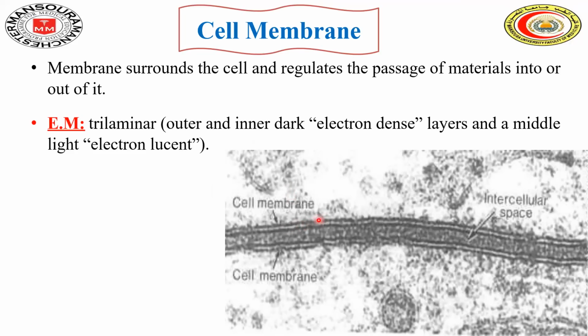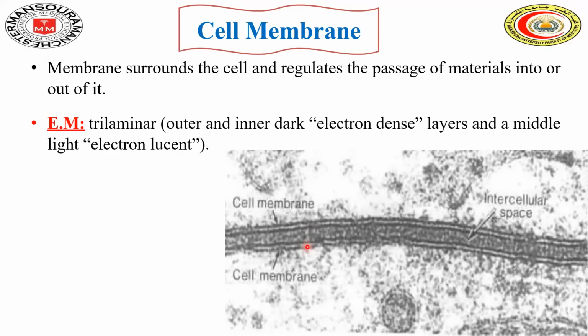Here is one membrane again, and this is another one. So here are the three layers. We have two black lines, and in between we have a white one. The two black lines, we describe by the word electron dense. And the white one in the middle, we describe by electron lucent. So finally, the membrane is tri-laminar, three layers: outer and inner electron dense, the black ones, and the middle electron lucent, the light one.